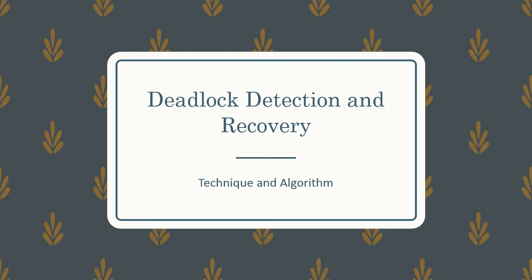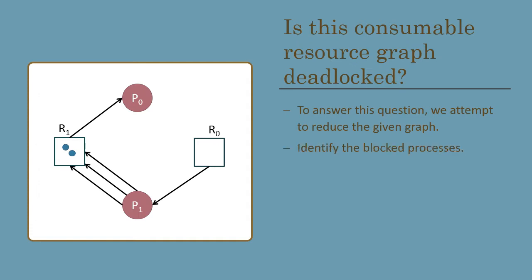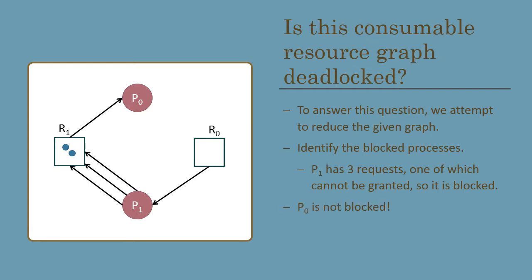The subtopic that we are going to talk about is deadlock detection and recovery. Let me remind you that we were working with consumable resource graphs. So, the first question is: is this consumable resource graph deadlocked? To answer this question, we attempt to reduce the given graph. Identify the blocked processes. P1 has 3 requests, one of which cannot be granted, so it is blocked. P0 is not blocked.